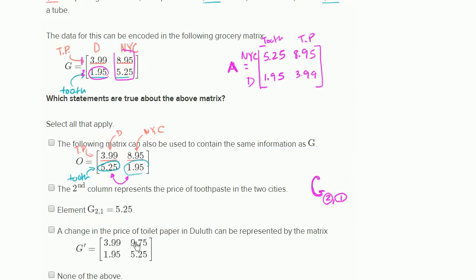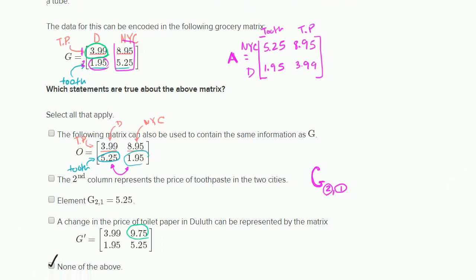A change in the price of toilet paper in Duluth can be represented by the matrix. So toilet paper in Duluth is this entry of our matrix right over there. So a change in toilet paper in Duluth would represent a change in this $3.99. But they didn't change the $3.99. They changed the $9.75. The $9.75 would represent a change in the price of toilet paper in New York City. So I wouldn't check that one either. So I would only go with none of the above.